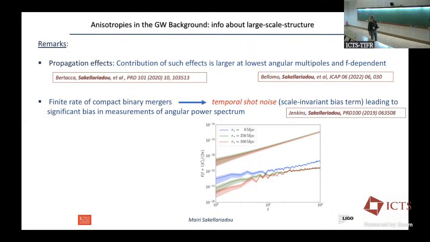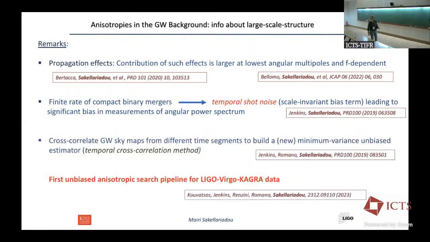Later, in a series of papers, we came up with a new way of calculating the anisotropies by cross-correlating gravitational wave maps from different kinds of segments, more or less like the same thing we were doing for the isotropic background. And then we built a new minimum variance unbiased estimator, which now for the first time we employ within the fourth observing run of the collaboration.